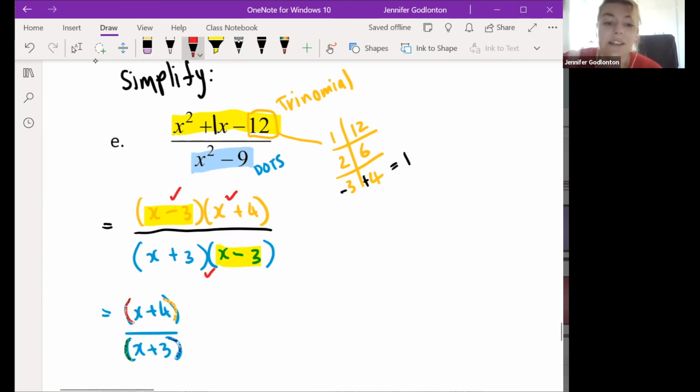And if you wrote another step after it that said 4 over 3, you wouldn't get this last mark. That mark is only given to you if that's where you stop. And so in the end, this question would be 4 out of 4.